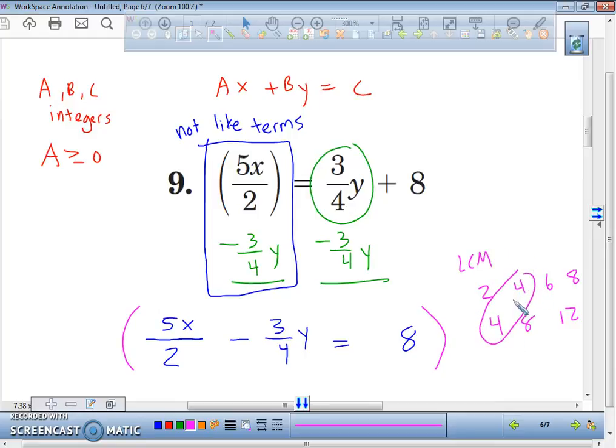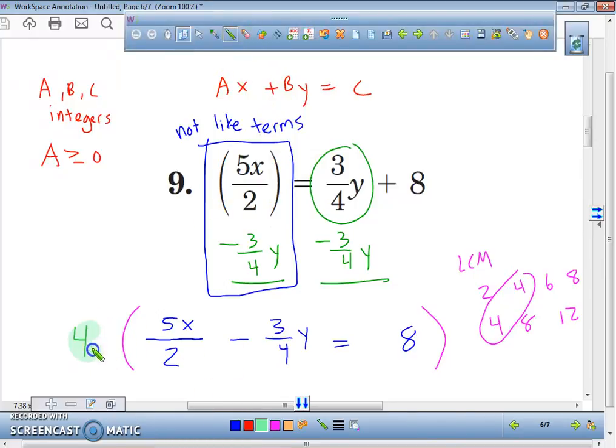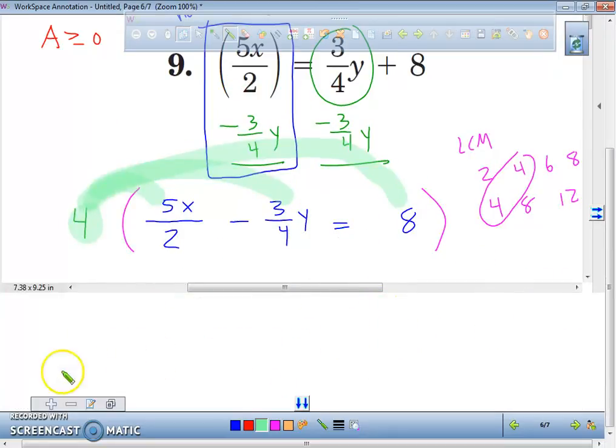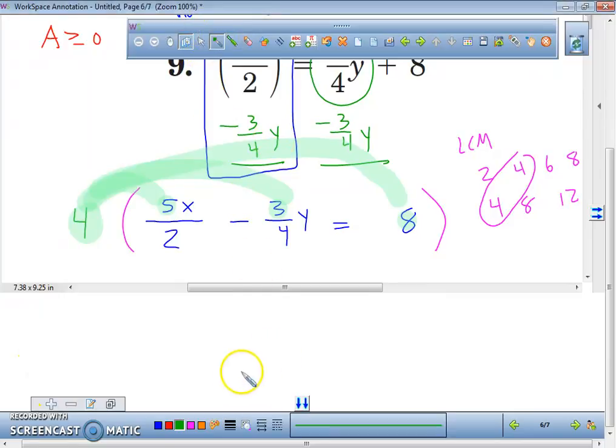So now we know the least common multiple is a 4, which tells us that we need to take a 4 and multiply every single number by it. Multiply, multiply, multiply. Now, if you need to pause me while you multiply, that's fine. In fact, I'm going to pause myself right now and let the class multiply. All right, the class is ready to go.